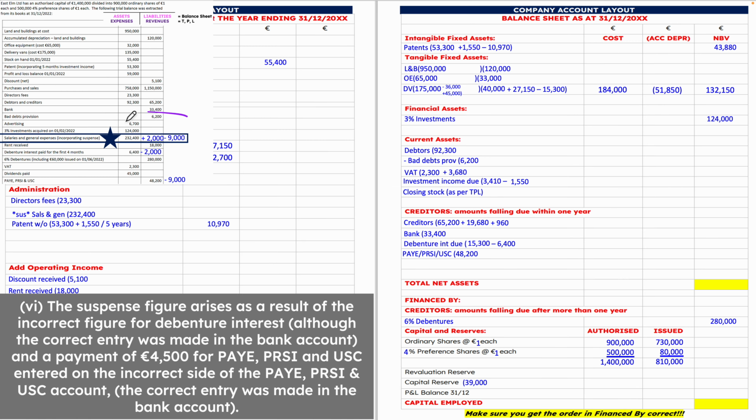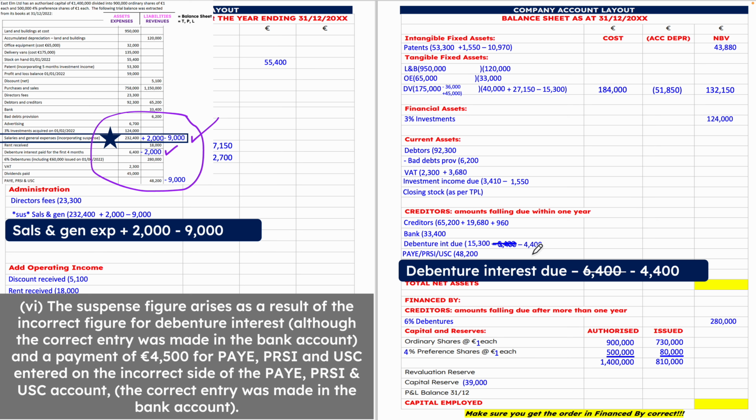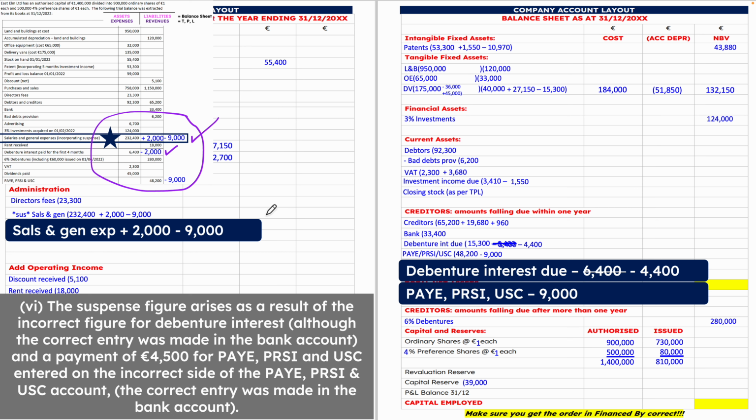So we're going to take our trial balance workings that we did. We're going to add 2,000 and minus 9,000 from your salaries and general expense. So that's entered. In your debenture interest due, you're going to change that to 4,000. So that's that done. And then in the PAYE, PRSI, USC, you're going to minus 9,000. And then that is your suspense adjustment completed.